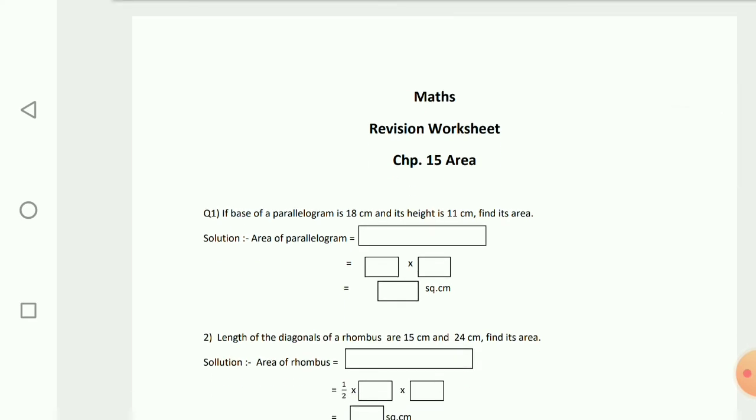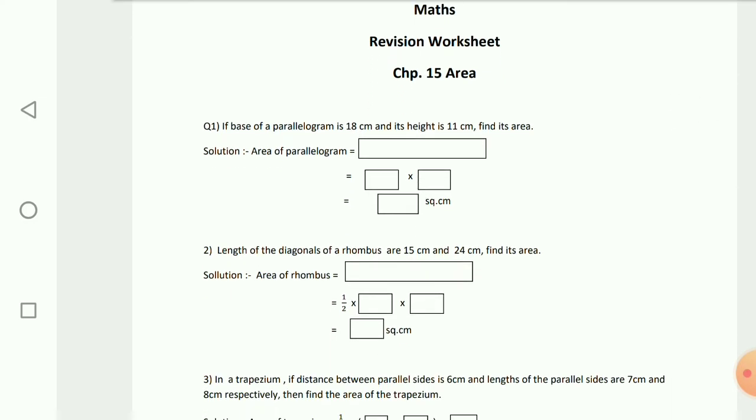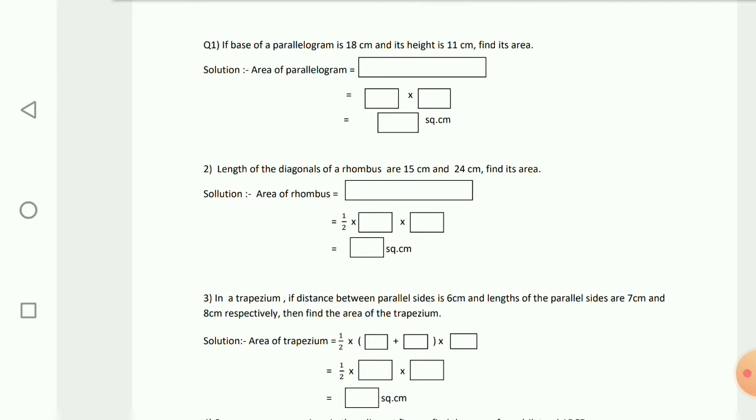Now students, this is the revision worksheet which I'll be uploading in the Google Classroom itself. This is the revision worksheet of chapter 15. You can see the boxes given here. Such type of questions you can expect in the examination, that is for your fourth internal assessment. Here the question is given, the solution, area of parallelogram is equal to, one box is given. You are just going to fill all these boxes and write the answer in those boxes. Rough work you can do on the side or on the rough page given to you.